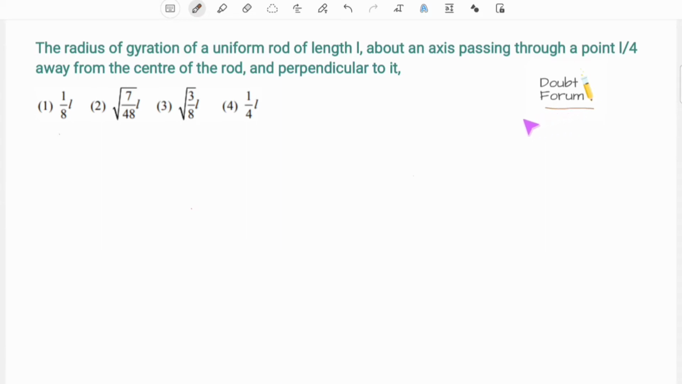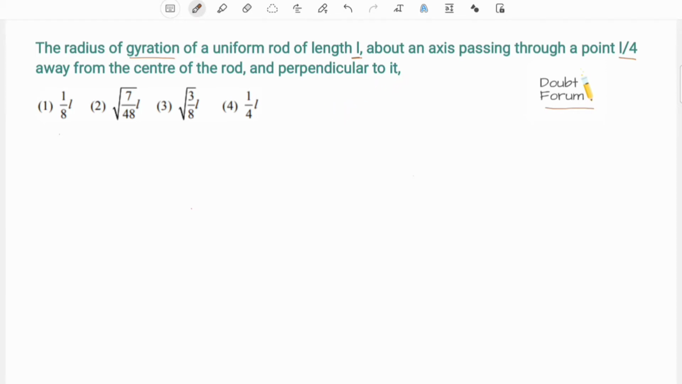Today we are going to take another question. So let me read the question first. The radius of gyration of a uniform rod of length L about an axis passing through a point L by 4 away from the center of the rod and perpendicular to it is to be calculated in this question.